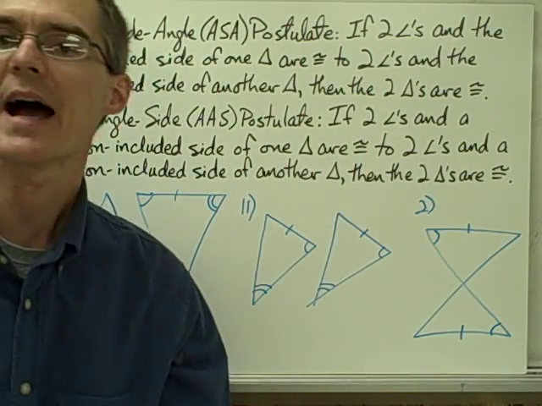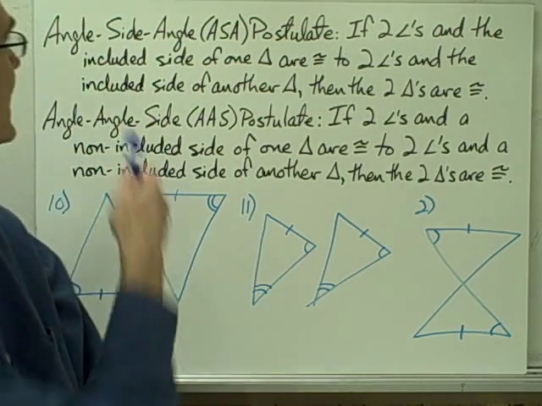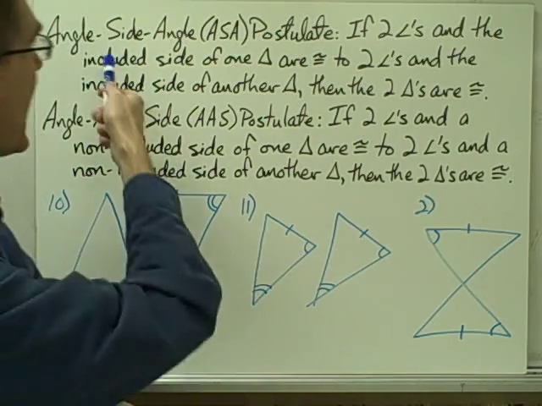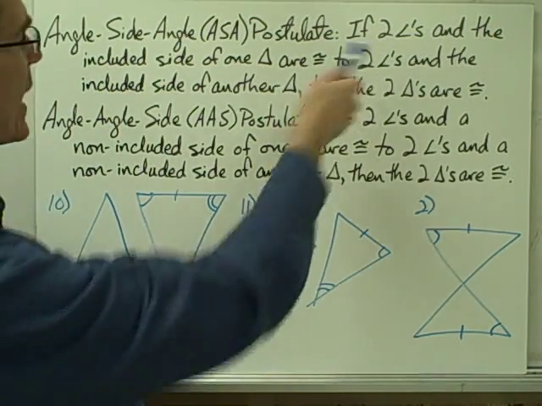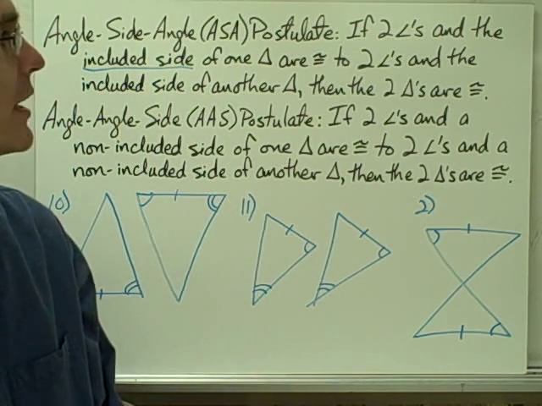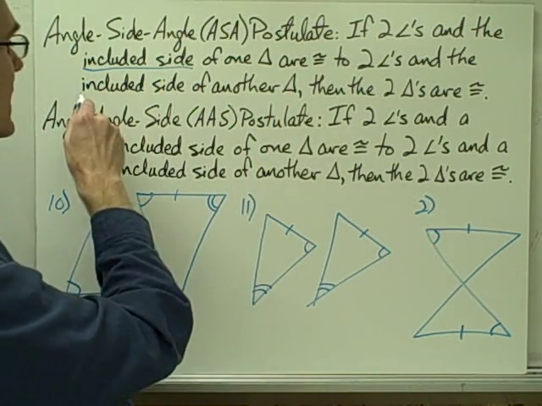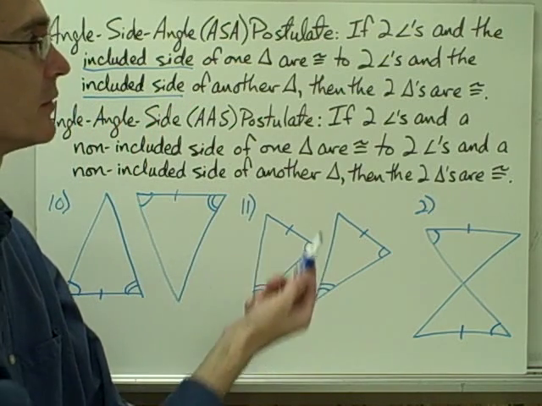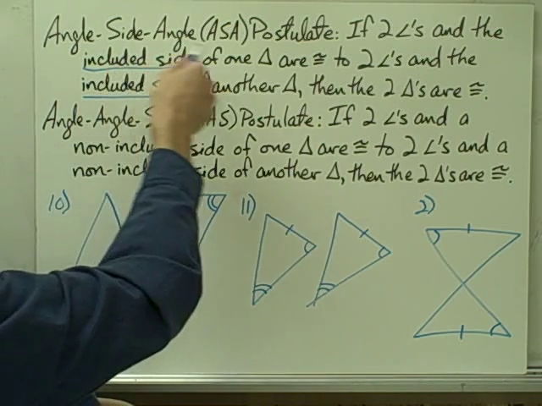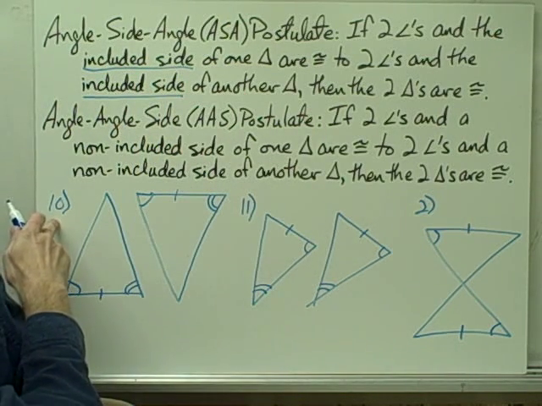Now the next two of our triangle congruence postulates are the angle-side-angle postulate and the angle-angle-side postulate. Angle-side-angle postulate: if two angles and the included side of one triangle are congruent to two angles and the included side of another triangle, then the two triangles are congruent. Now, an illustration of this postulate is in example number 10.